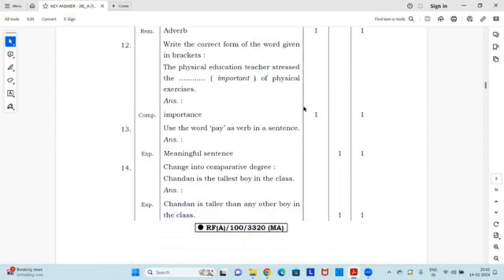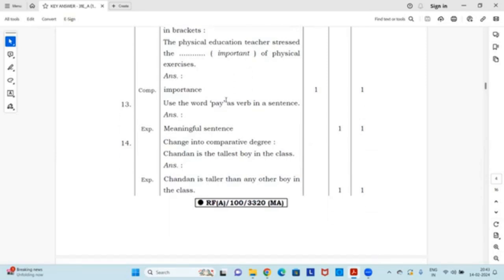And the next is write the correct form of the word given in the bracket. The physical education teacher stressed the dash of physical exercise. The word given is important. The right word will be importance.